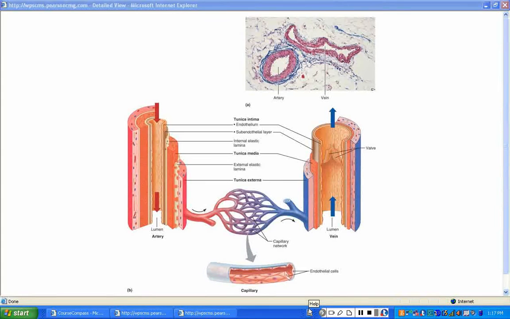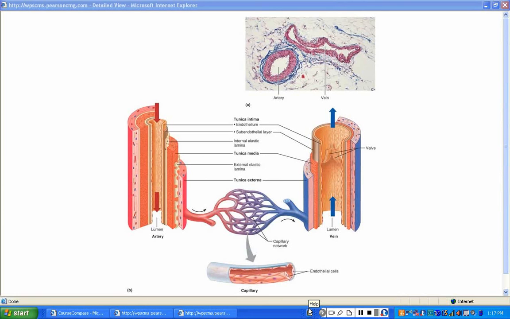But hey, this is A&P. What fun would it be if we called them outer, middle, and inner? We have to get all fancy on you. So look what we say. We say tunica. There is a tunica externa. There is a tunica media. Well, that's pretty close. And then a tunica intima for the innermost layer.